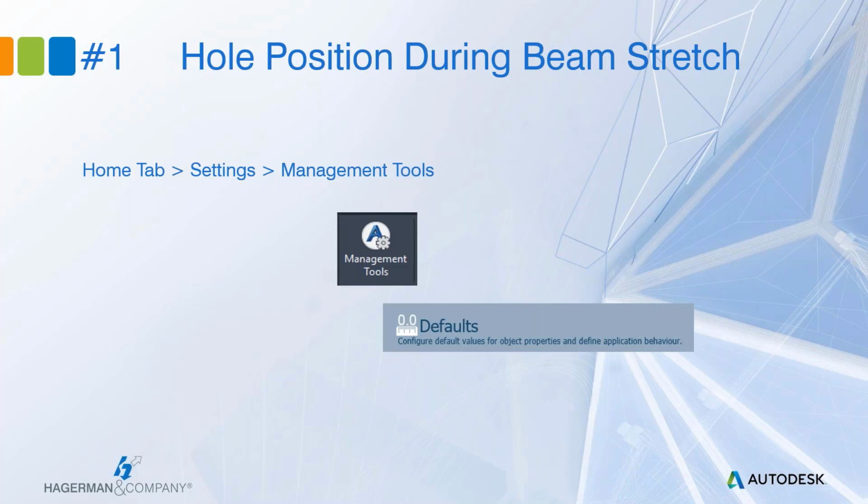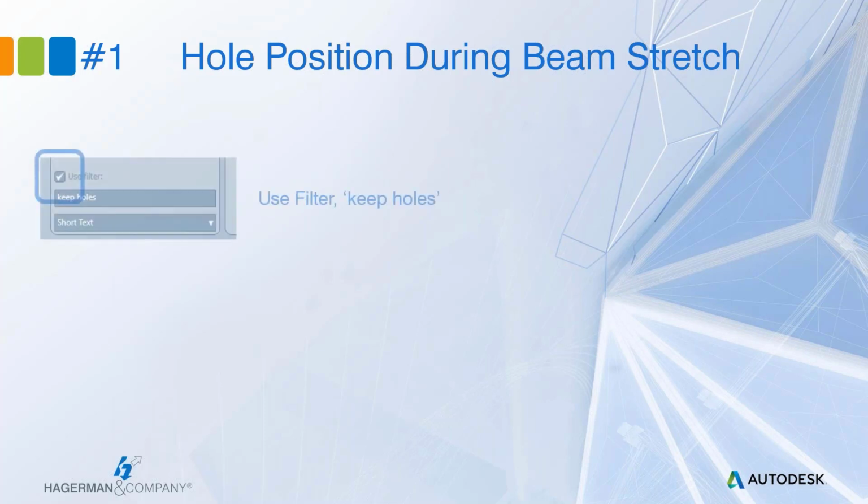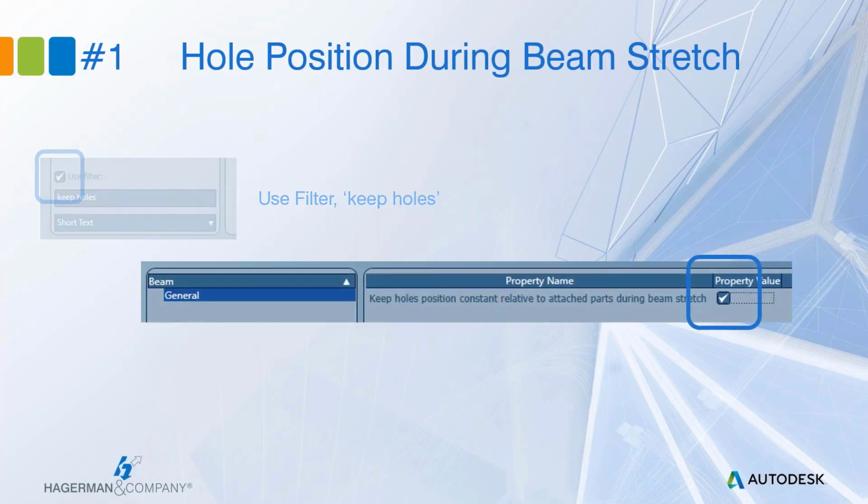In order to do that, we need to go to Management Tools. This, like many other settings, is found in the defaults. And to get to this setting quickly, use the filter and type the keywords keep holes. The setting itself is named keep holes position constant relative to attached parts during beam stretch. And that's a mouthful. And there are a ton of settings here, and it's very easy to get lost. So I do recommend leaning on that filter as much as possible.